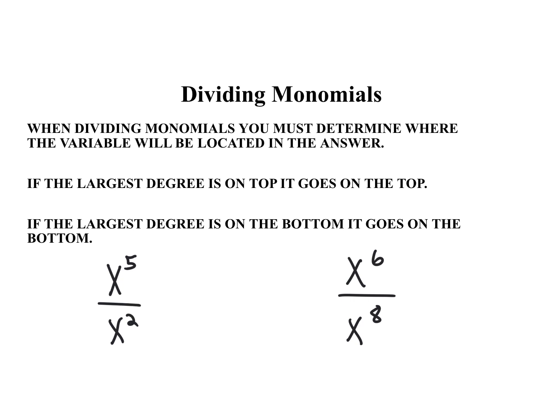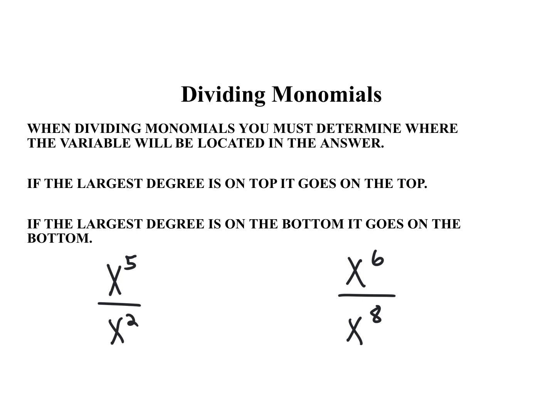All right, we are going to be dividing monomials. We have completed adding, subtracting, and multiplying, and that just leaves dividing. When dividing monomials, the most important thing that you have to do is to, first of all, determine where the variable is going to go in your answer. The largest degree determines where it goes.